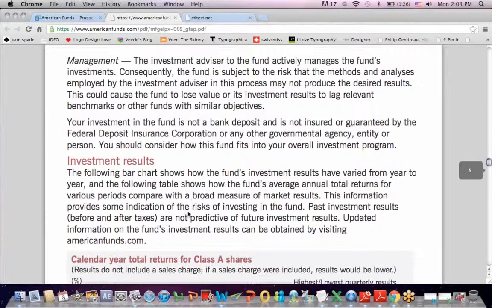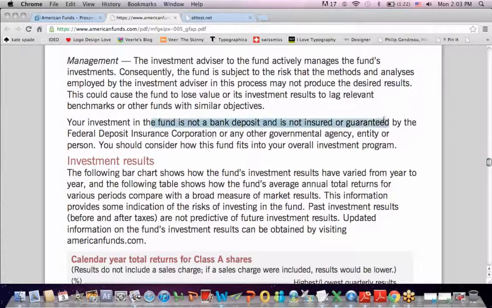Management. It says an investment advisor to the fund who manages the money actively manages the fund's investment. So your risk is that the methods that these investment advisors use may not produce the desired results. And by desired results, we mean the results based on the objective of the fund.